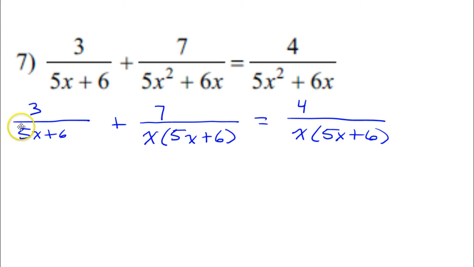Now the name of the game is make the denominators the same. Yeah, I noticed that rhymed. I'm just accidentally awesome like that sometimes.